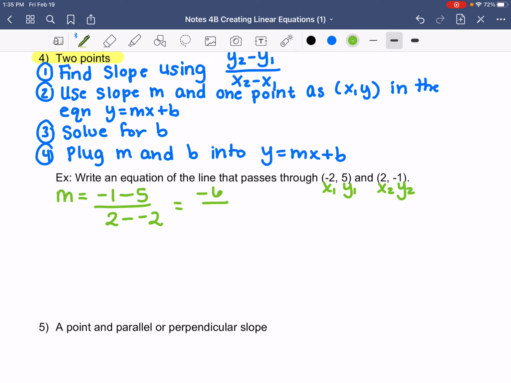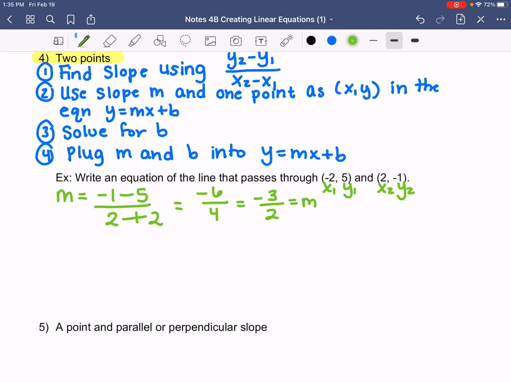And on the bottom I have 2 minus -2, which turns to addition. That's 4. So my slope is -3/2, because I can simplify that fraction, -6 over 4. All right, I'm still working. That was just step 1. We found the slope. That's m.